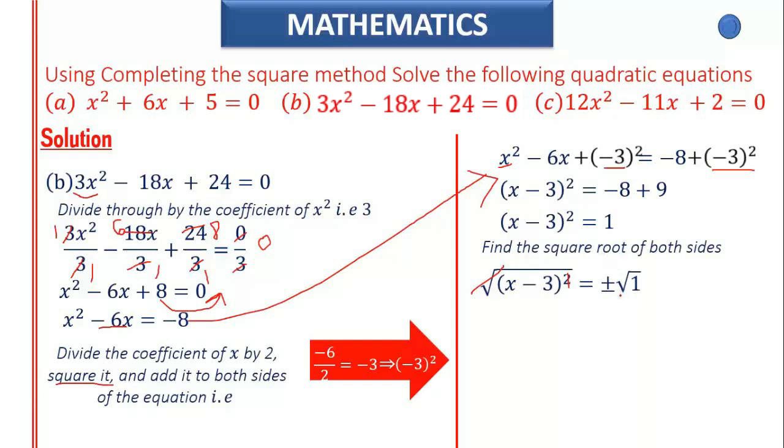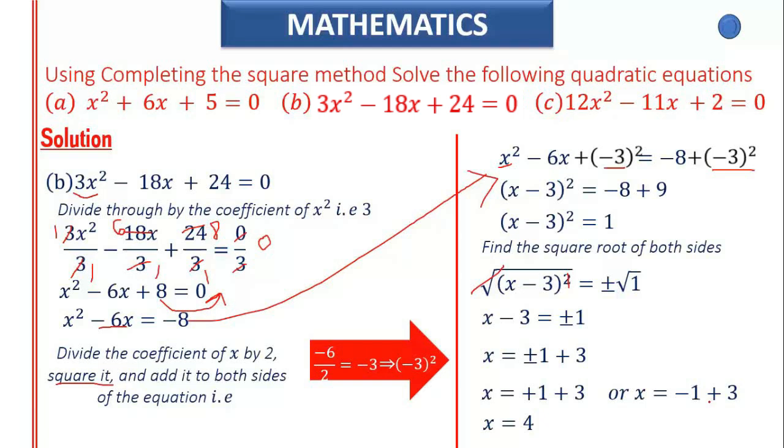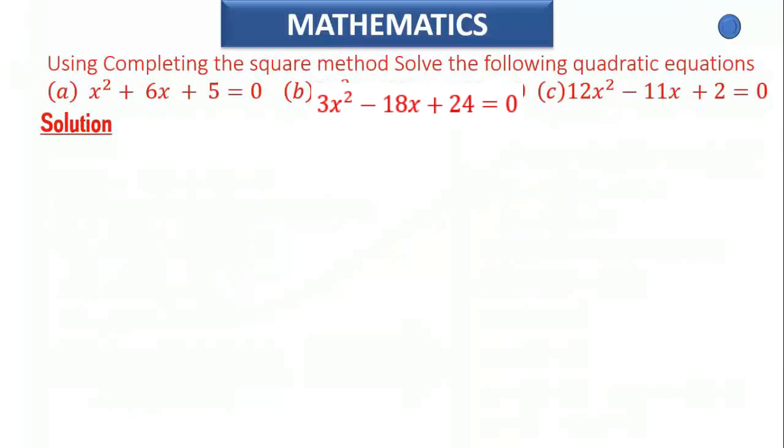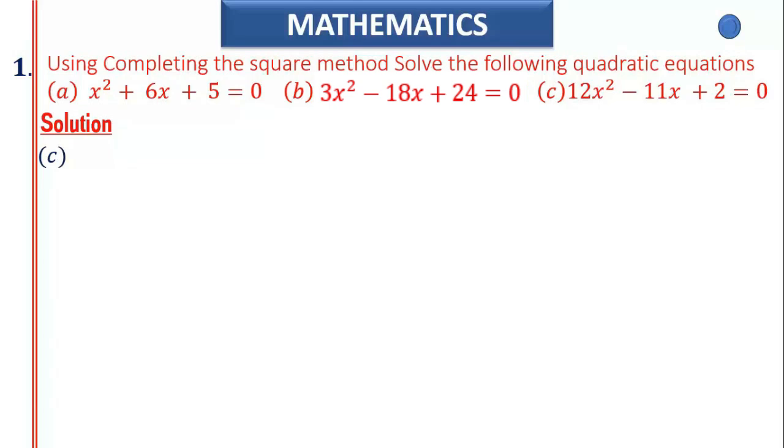By implication, we know x - 3 = plus or minus 1, and from there we can say x = plus or minus 1 + 3. That's our value of x. If you split the two sides, you have +1 + 3 and -1 + 3, and that means x = 4 or x = 2. So we can move on to the next question, which is the last one for this part.